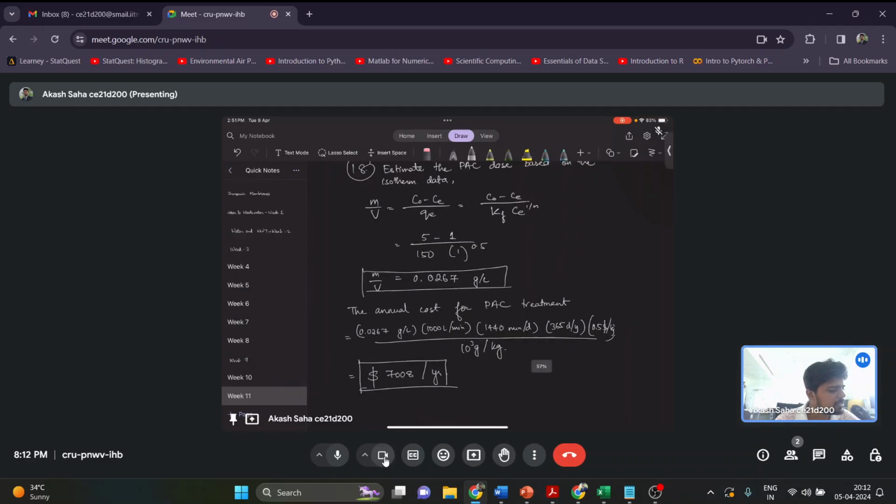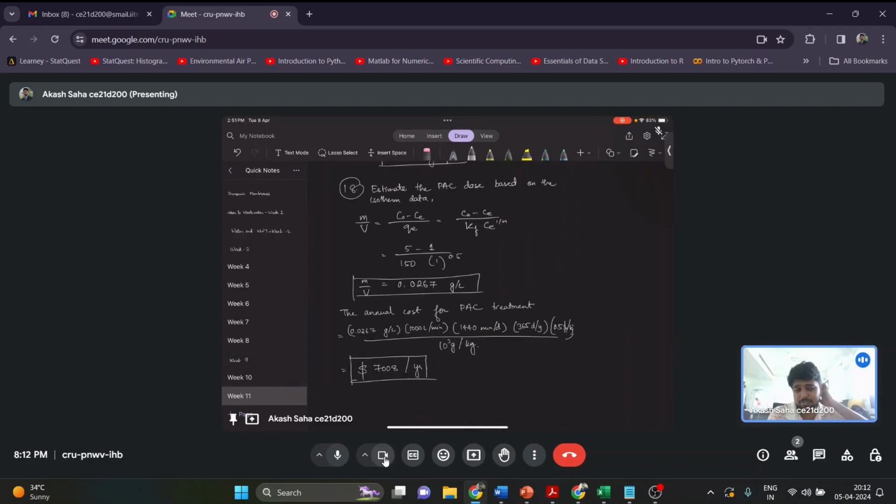So what we did is, again with the same equation, we found out the PAC dose, that is 0.0267 gram per liter. So the annual cost will be the dosage into the flow rate, and then some unit conversions to get it in terms of dollars per year. Okay. So this is pretty simple.